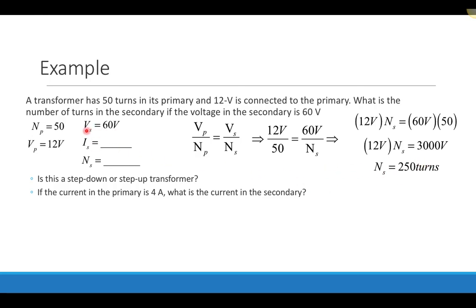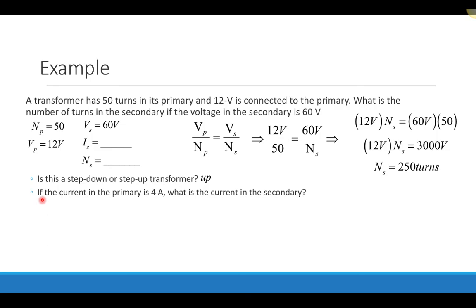So the voltage in the secondary is increased to 5 times what it was in the primary. So that means the number of turns has to be increased by 5 times the primary turns, and 5 times 50 is 250. So we could think through this a little bit conceptually. Of course, this is a step-up transformer because the voltage steps up.